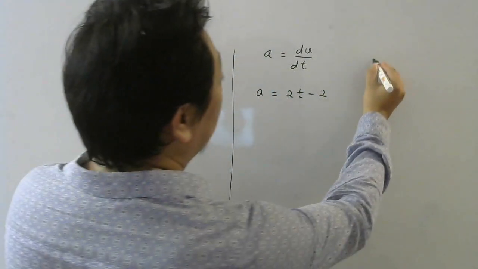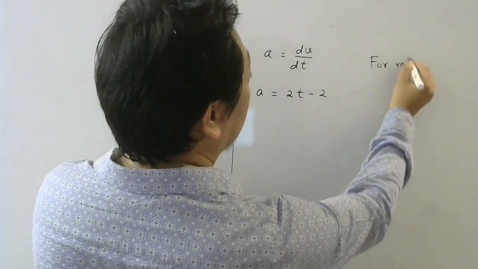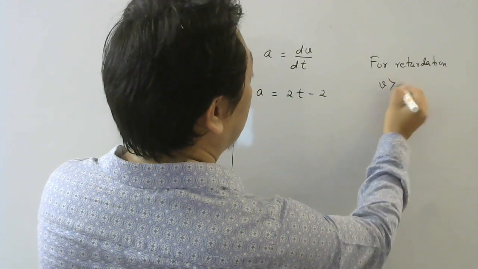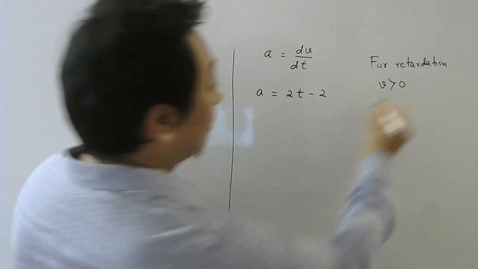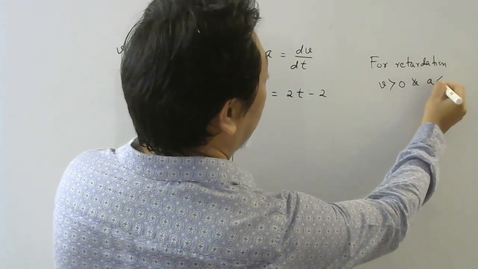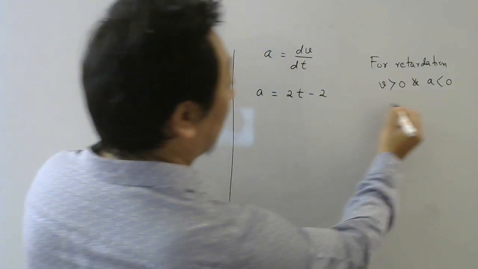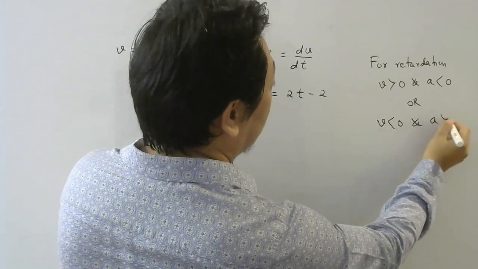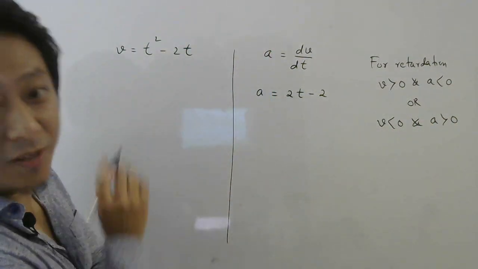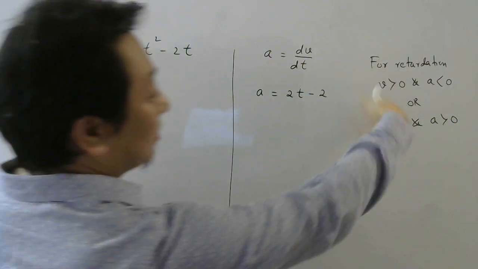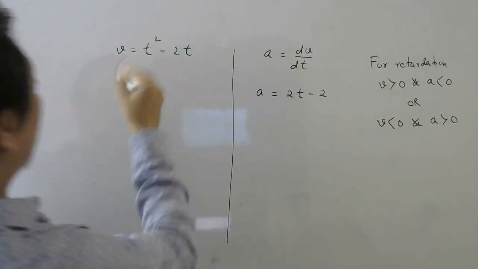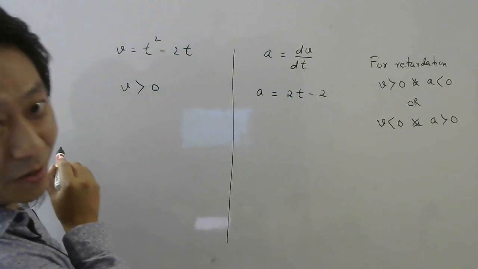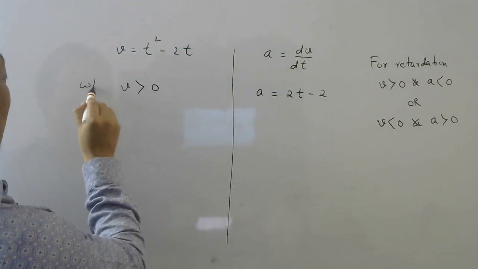Now just now I told, for retardation, what is the condition? If velocity is positive, greater than 0, then acceleration should be negative. Or another possibility is velocity is negative and acceleration is positive. Right, so let's see in which interval this condition is satisfied. So let's ask, when is velocity greater than 0?